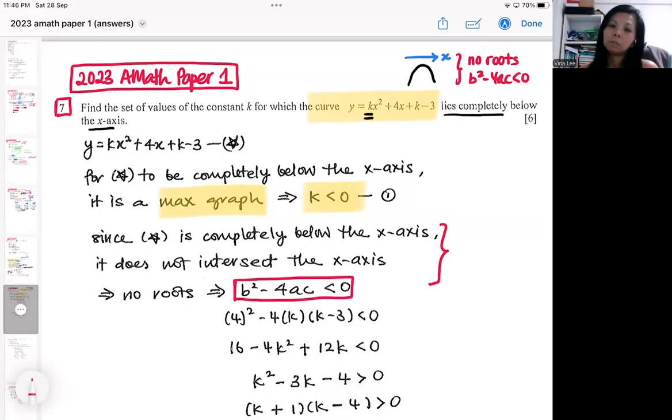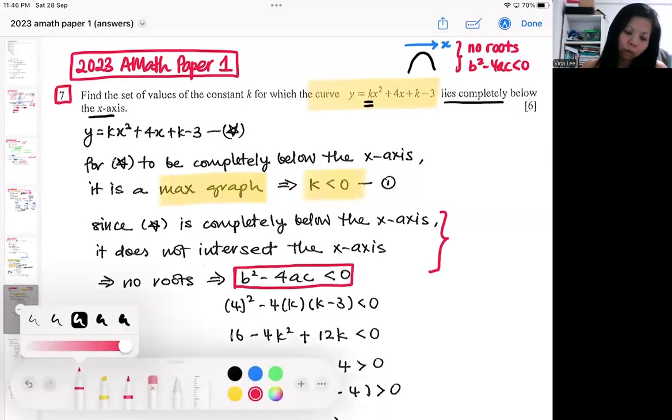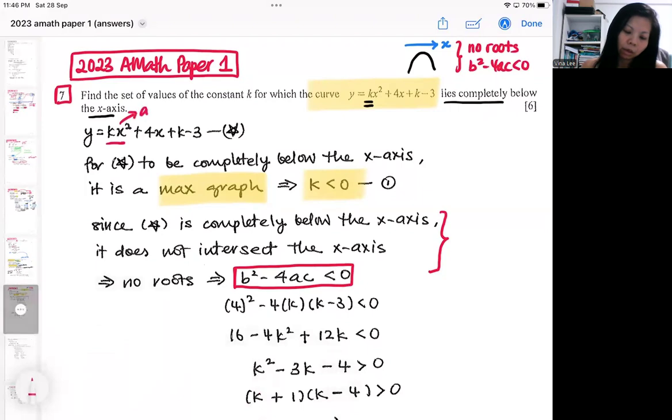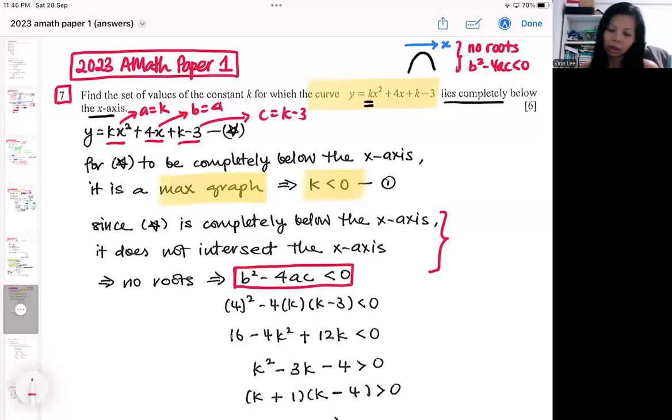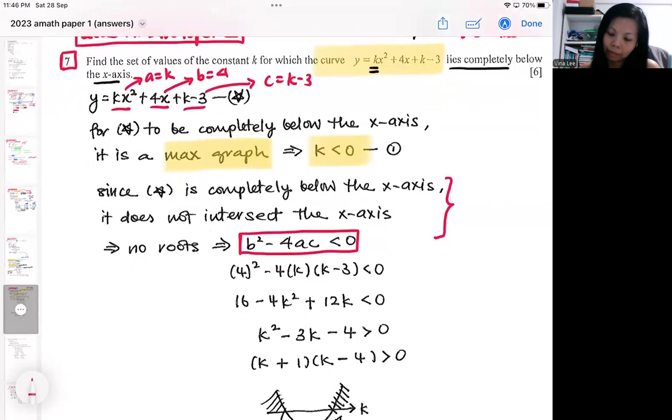Apply the discriminant by putting in the a, b, c. Most of you should be okay with getting them. So a is equal to k, b is equal to 4, c is equal to k minus 3. Just put it in carefully, and it leads you to a quadratic inequality. So if you look, it's a quadratic inequality, which should lead you to some shading.